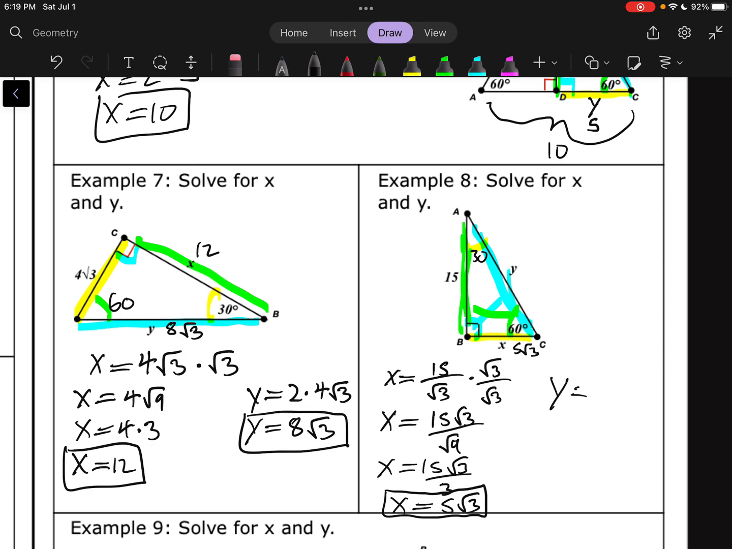Then to find the hypotenuse, we're going to take 2 times the short leg, 2 times 5 root 3. That should be 10 root 3.